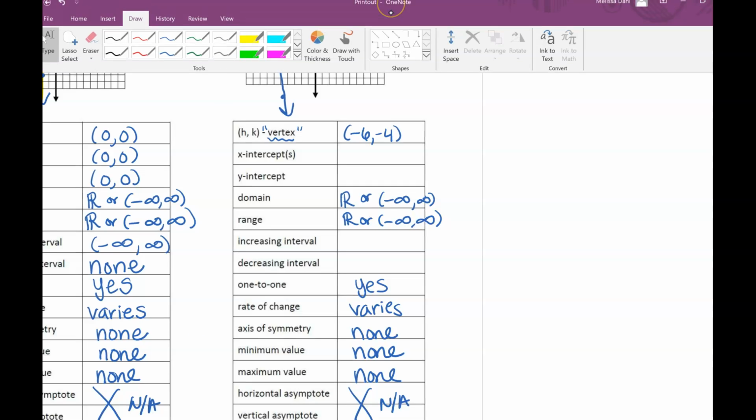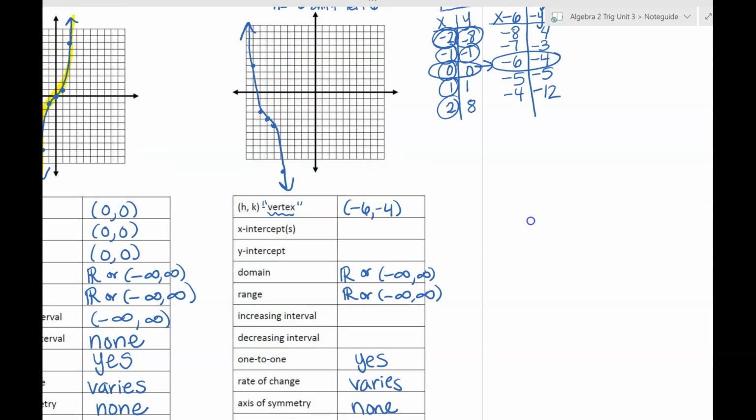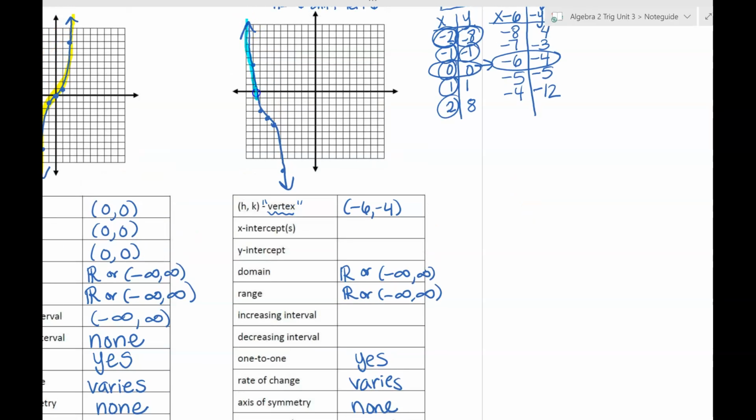For the increasing and decreasing intervals, as we look at this one, as we go from left to right, we would be going downward the entire time. That means the entire function is decreasing. And remember, you write this as domain values. So the entire domain is decreasing and there is no increasing interval.